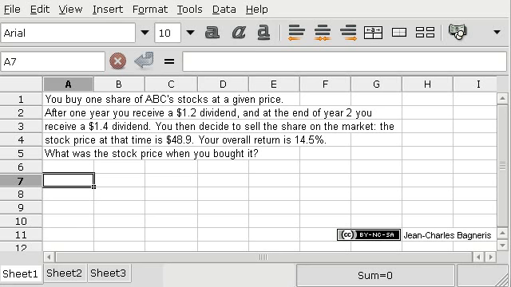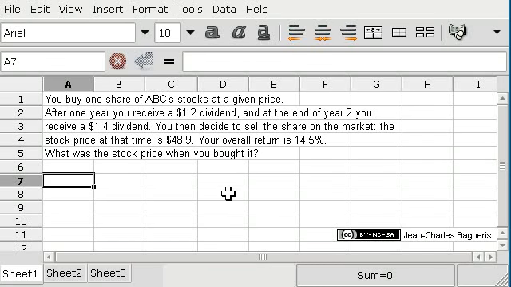Let's start with a very simple exercise. You buy one share of ABC stock at a given price. After 1 year you receive 1.2 dividend, and then at the end of year 2 you receive a 1.4 dividend. You then decide to sell the share on the market. The stock price at that time is 48.9. Your overall return is 14.5%. What was the stock price when you bought it?